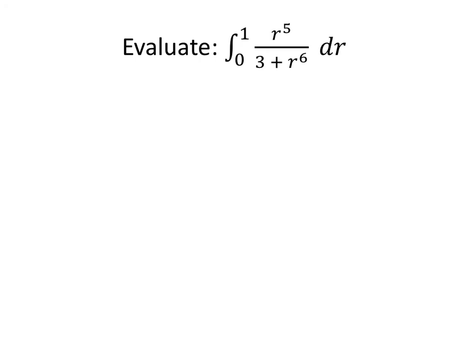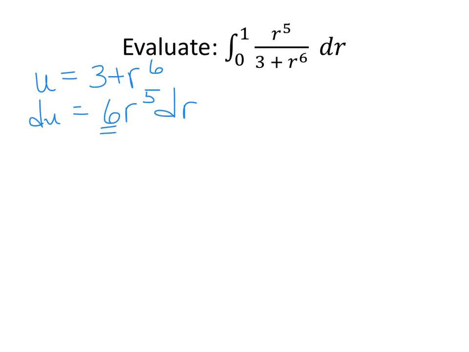So I have the integral from 0 to 1 of r to the 5th over 3 plus r to the 6th dr. So I'm going to say let u equal 3 plus r to the 6th. So then du equals 6 r to the 5th dr. Now I can already see that I have a problem because I'm missing that 6, but remember I'm allowed to multiply by a 1. So I'm essentially multiplying by 6 over 6 here. So then I'm going to have my 6 r to the 5th dr, and I'm also going to have a 1/6 that I'll end up pulling out front.